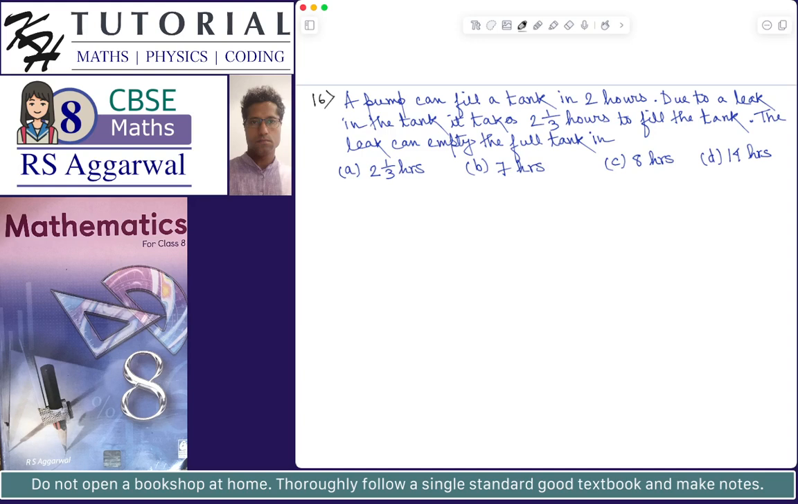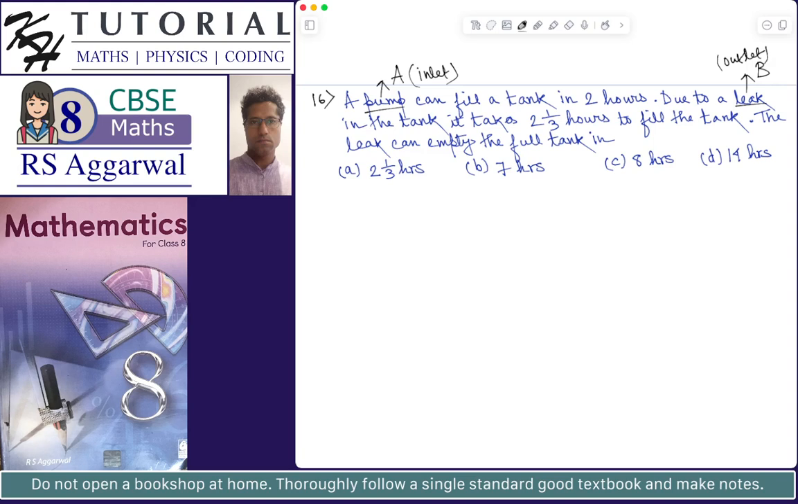So to find this, we need to find the work done by the leak in 1 hour. Now let the pump be denoted as A, an inlet, and the leak be the outlet B. So this is an inlet and B is an outlet. Since it's a leak, B is an outlet.